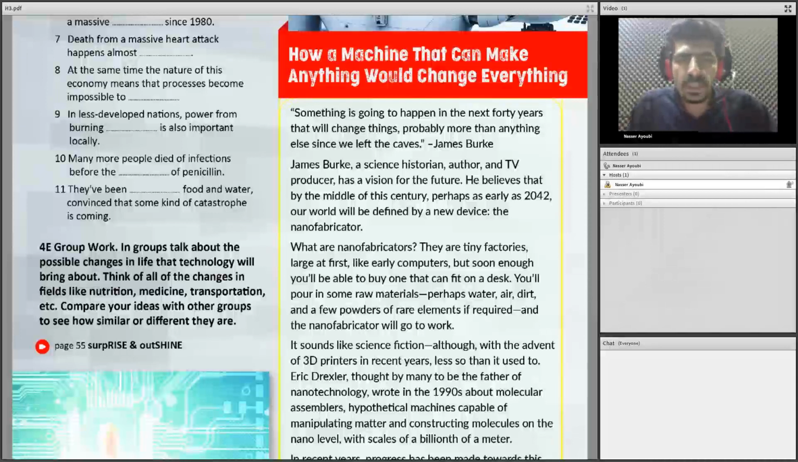James Burke, as a science historian, author, and TV producer, has a vision for the future. He believes that by the middle of the century, perhaps as early as 2042, our world will be defined by a new device, the nanofabricator.